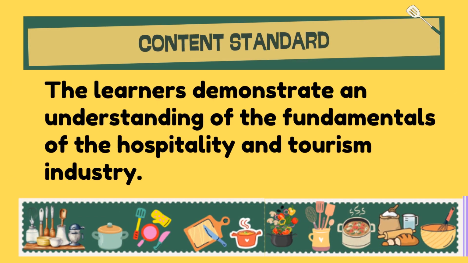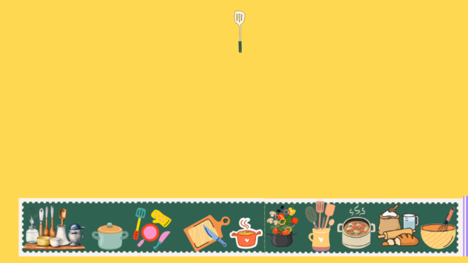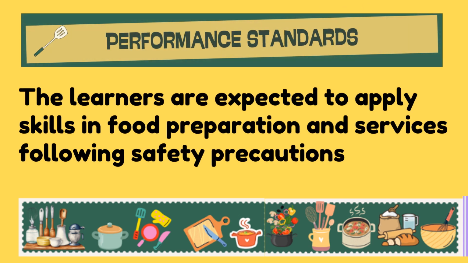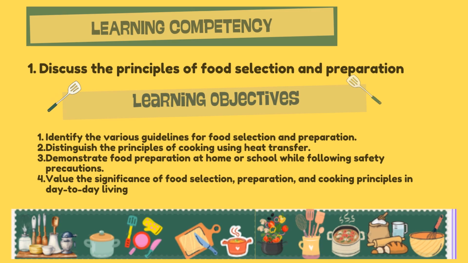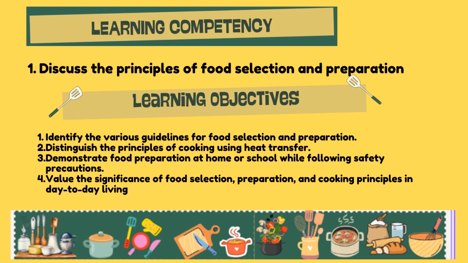The content standard for this lesson is: the learners demonstrate an understanding of the fundamentals of the hospitality and tourism industry. The performance standard is: the learners apply skills in food preparation and services following safety precautions. Here are the learning competency and learning objectives for this lesson.